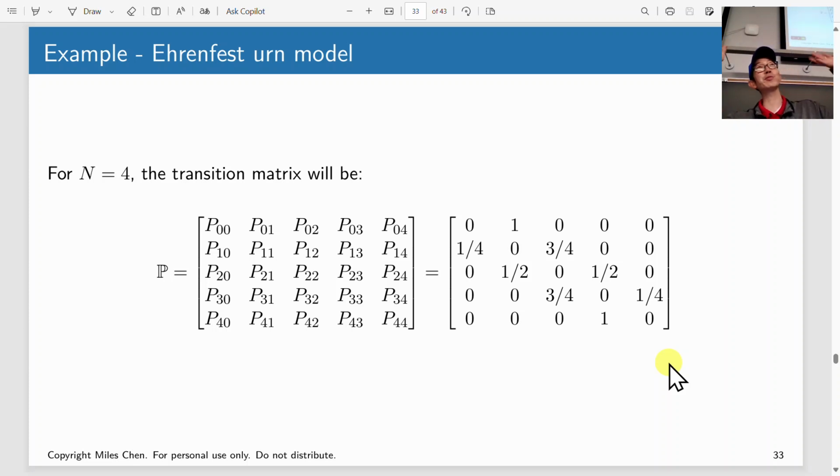So if you have a total of four balls in your entire system, you have a total of five possible states, 0 through 4. Your state space is 0 through 4, and then this is what your transition probability matrix looks like.